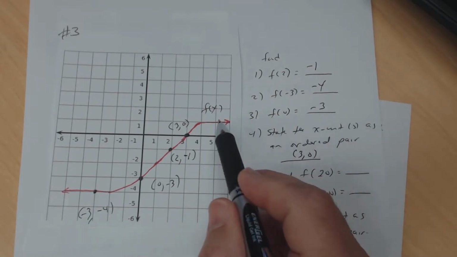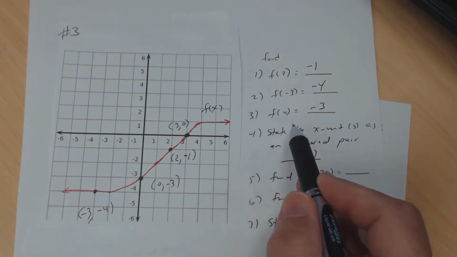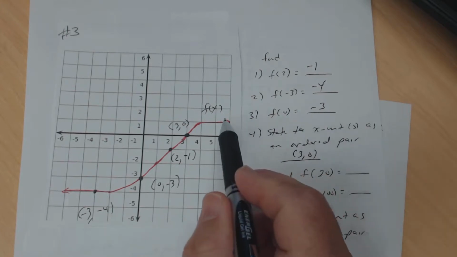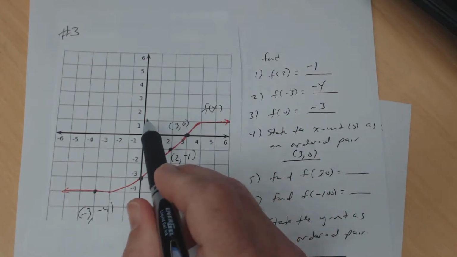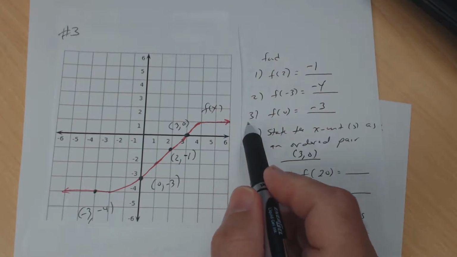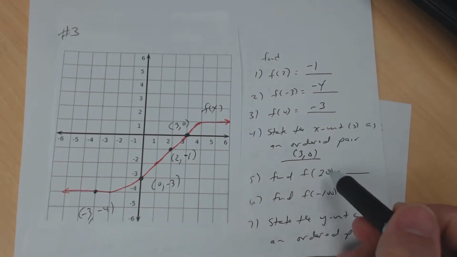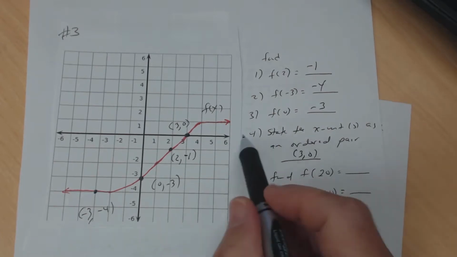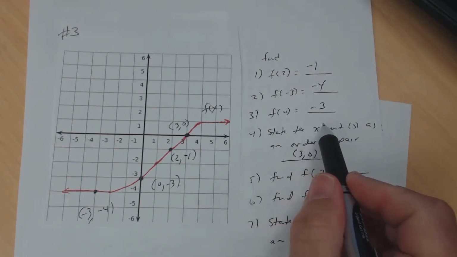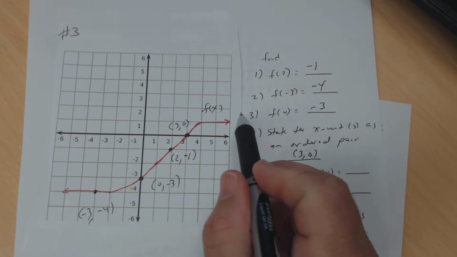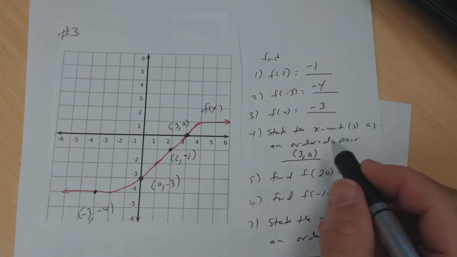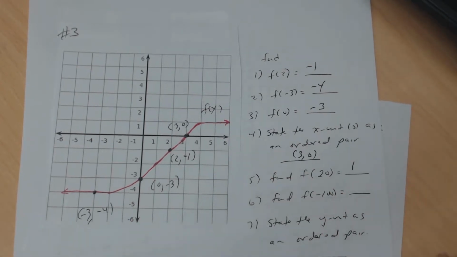Well, if it's horizontal, that means that they are all the same value. So the question is, what's this y value? Well, the y value is 1. So all of these numbers here are going to be 1. So f of 20 means when x is 20, what's that y value? Well, that y value is going to be 1. So the answer is 1.